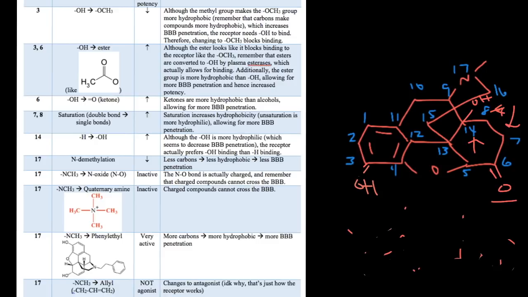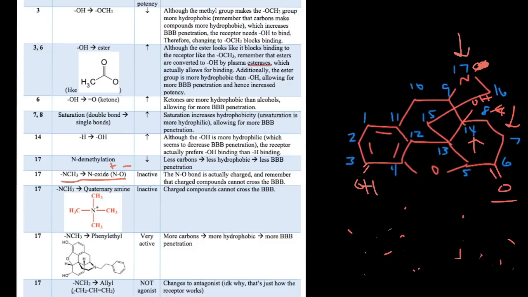At the 17 position, which is over here, if you demethylate it, or you take out this methyl group, you actually decrease potency. Because remember, fewer carbons means less hydrophobic, which means less blood-brain barrier penetration. 17 position, if you change the amine to an N oxide, it's actually inactive, because remember that the NO bond is charged. So you have a positive charge at the nitrogen, a negative charge at the oxygen. If you have charged compounds, it's not even hydrophobic, and therefore it cannot cross the blood-brain barrier.